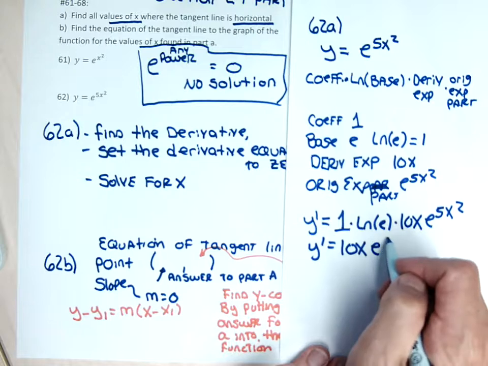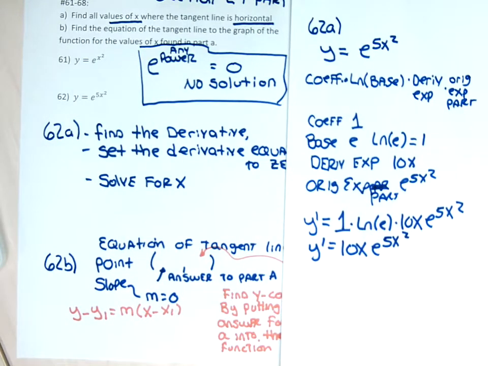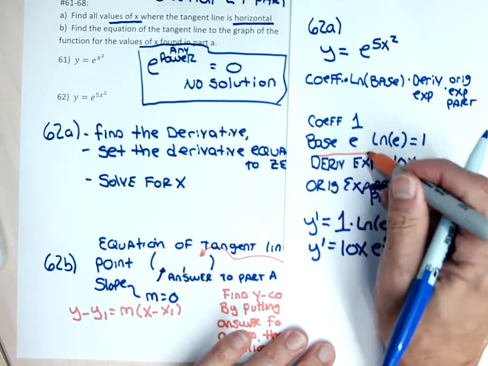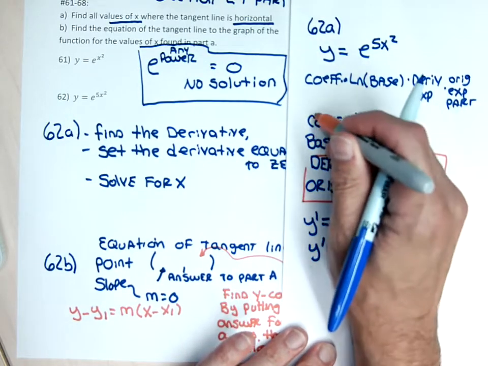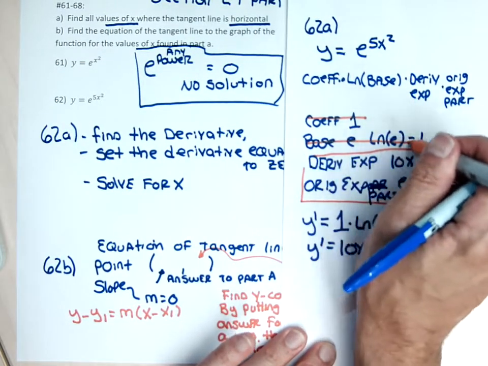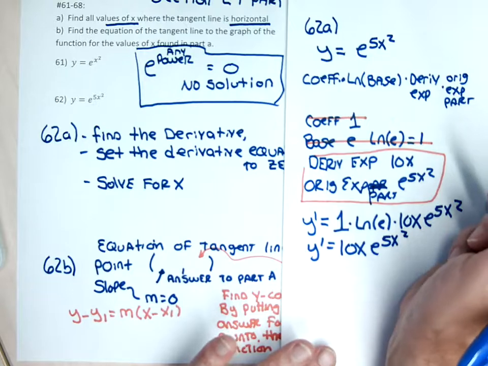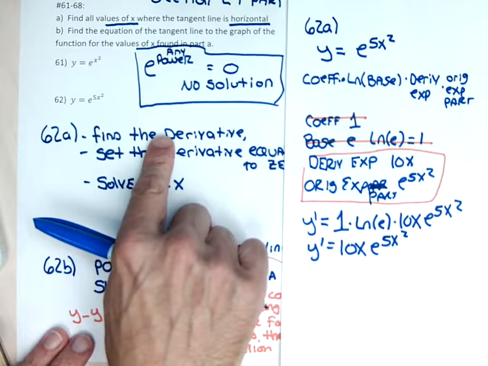Usually when we do a derivative of an e that doesn't have a coefficient, we only do these two parts. And for the next few derivatives, when I do my derivatives of e's, I'm going to skip the coefficient part if it doesn't have one, and I'm going to skip the natural log of the base, because when the base is e, the natural log of the base is equal to 1. So this is finding the derivative part of part A.